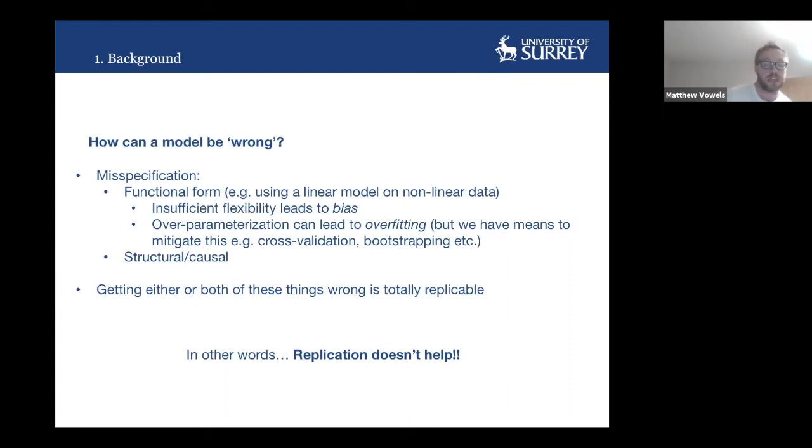The second way that a model can be wrong is in terms of its structure, and I'm going to use structure and causality kind of interchangeably. I'm going to argue that a structural equation model, which is a quite popular modeling technique, is a causal model, and there's no bones about it. It's designed to reflect the structure in the data according to the data generating process, so we are making assumptions about the causal structure there. The other big point that I want to get across is that it doesn't matter how many times you replicate a study: if either of these things are wrong, that replication is only going to reinforce a fallacy, essentially.